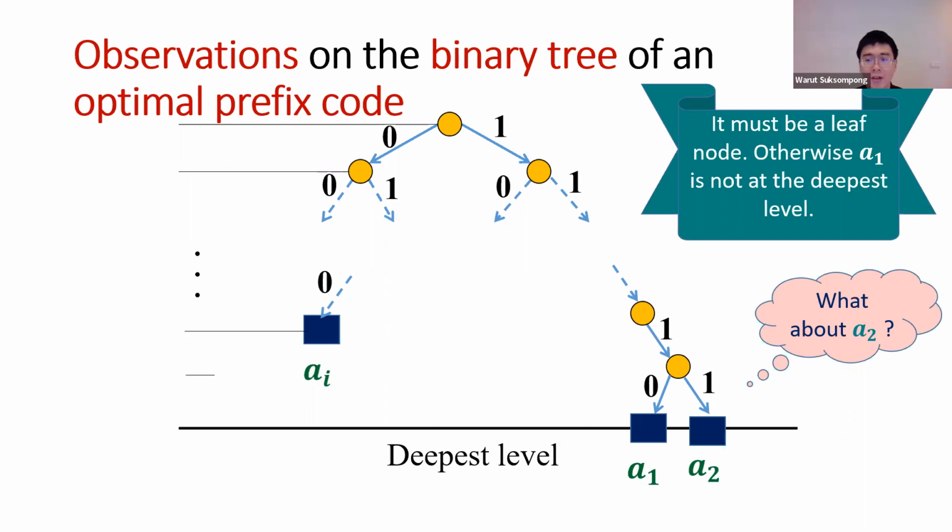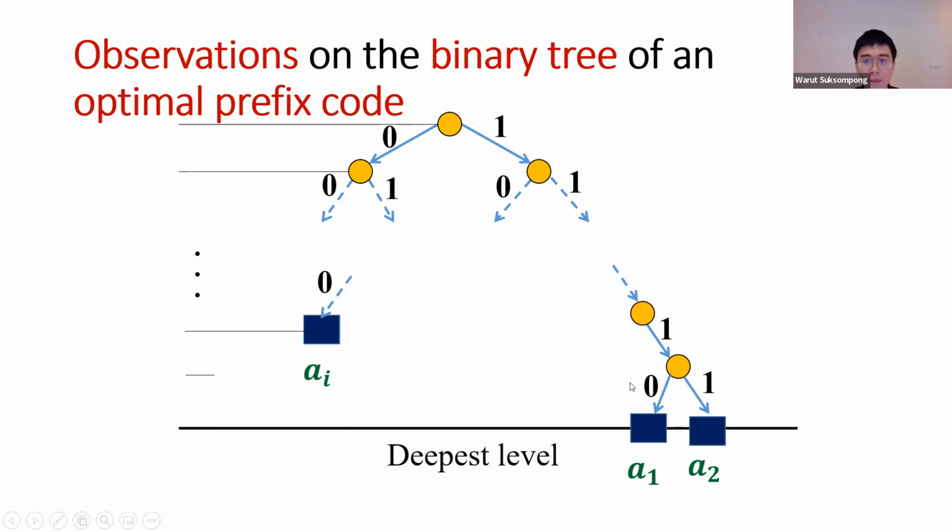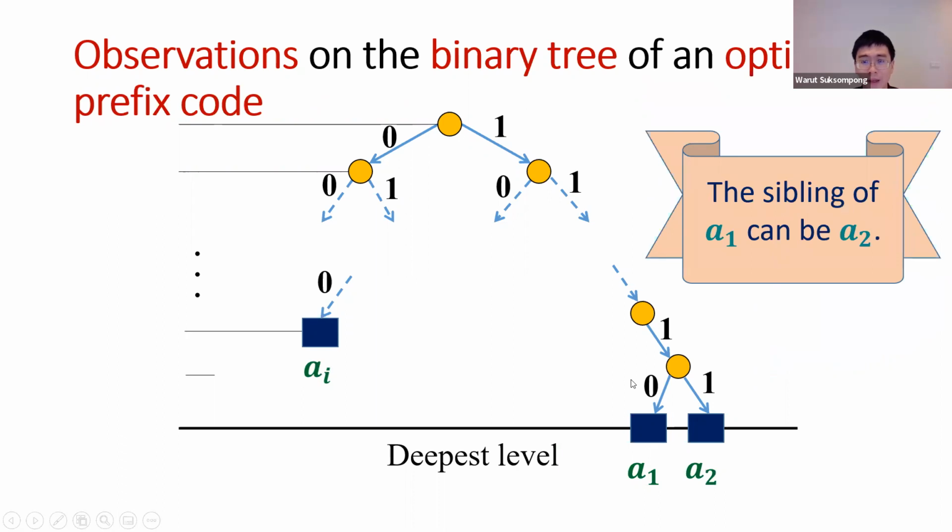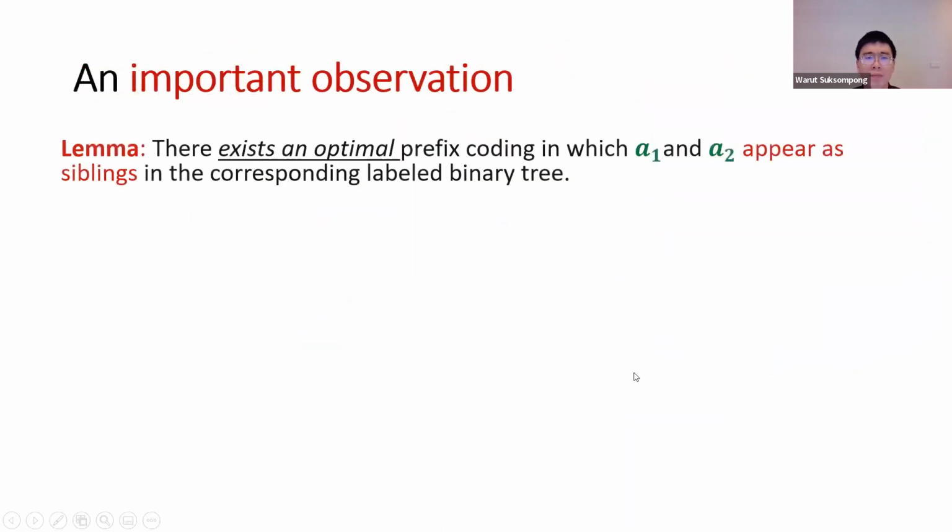We look at the two terms that are involved in the formula for the average bit length, right? And then we can show that putting A2 at the deepest level will not hurt, right? So now we know that we can assume that A1 and A2 are siblings, and they're both at the deepest level. So the sibling of A1 can be A2. So yeah, we have this structure.